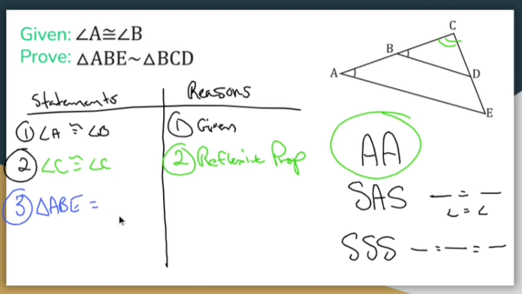Ooh. In being reverential to the deceased, I accidentally screwed that up. ABE is similar to BCD, and I used AA.